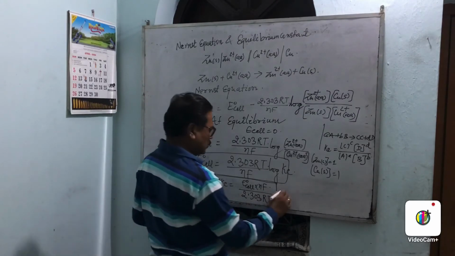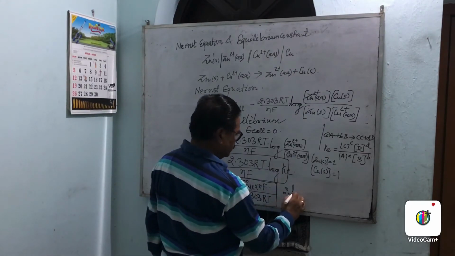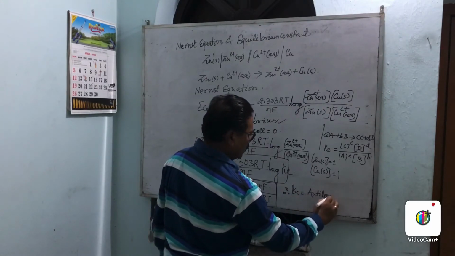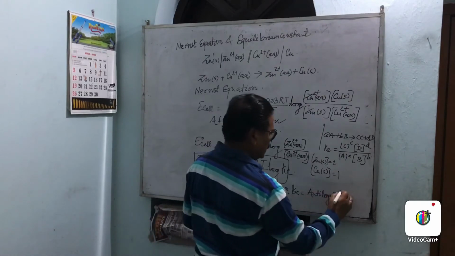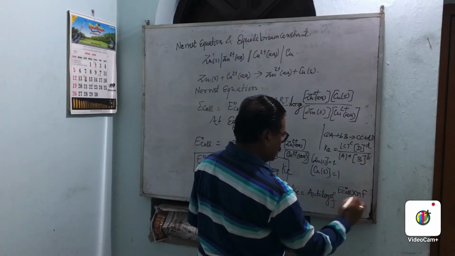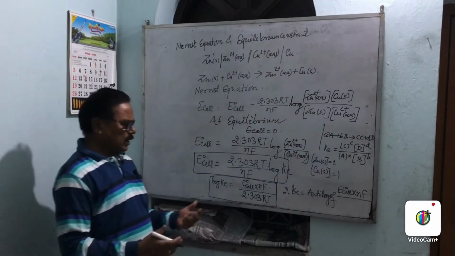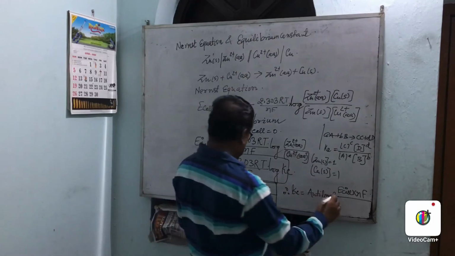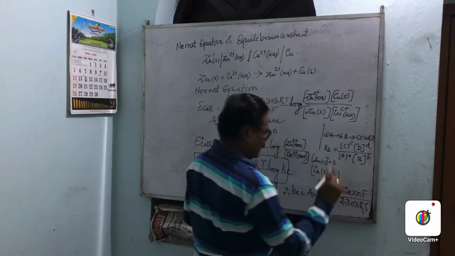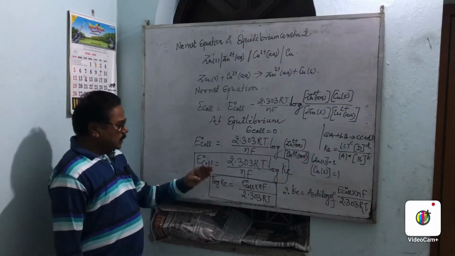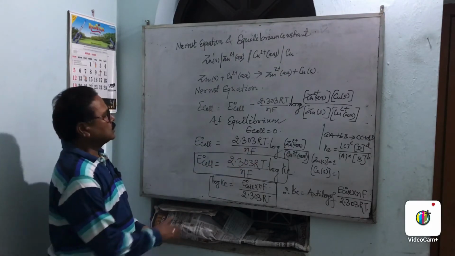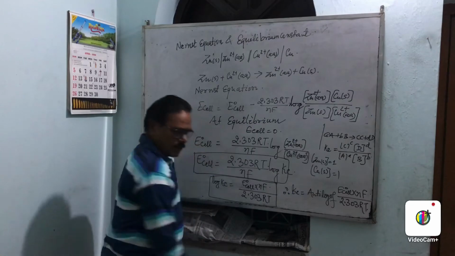And therefore Kc is equal to the anti-log of this whole factor, E0 cell nF by 2.303 RT. There is a table in your book, or in the question paper the value of anti-log is given. We can easily solve it. Now this is another form. It can also be written by solving this part.